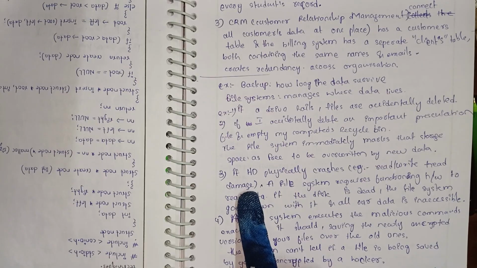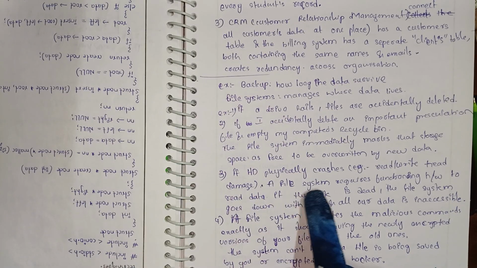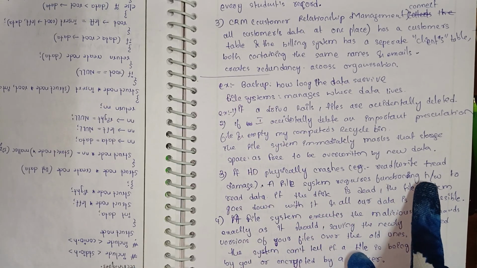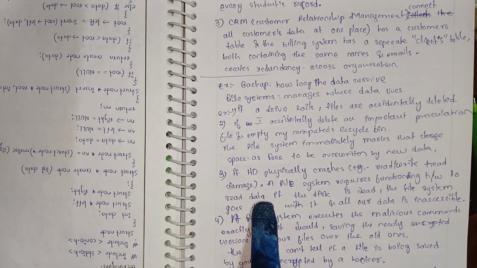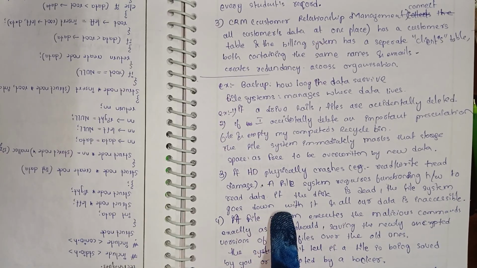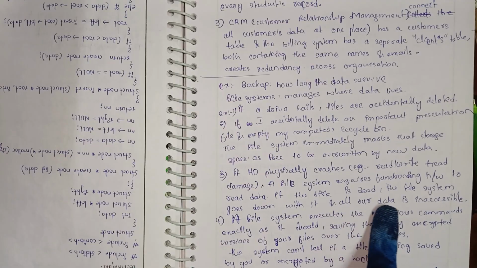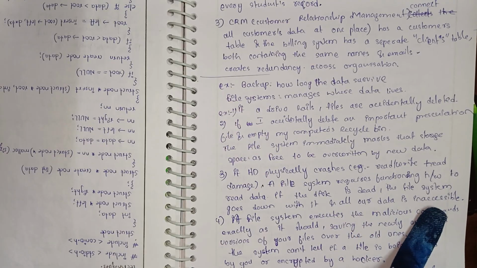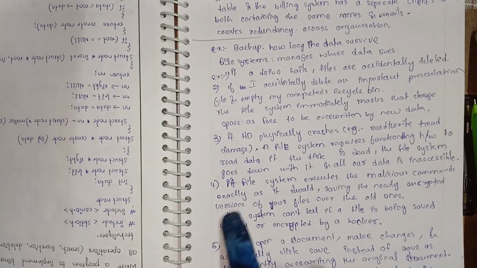The third example is if the HD, hard disk, physically crashes, or the read-write head is damaged. A file system requires functioning hardware to read data. If the disk is dead, the file system goes down with it, and all our data is inaccessible.